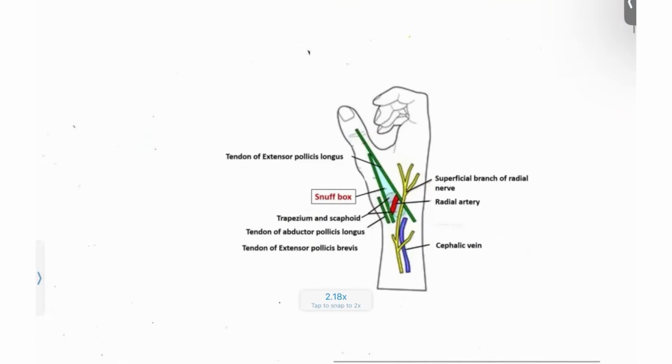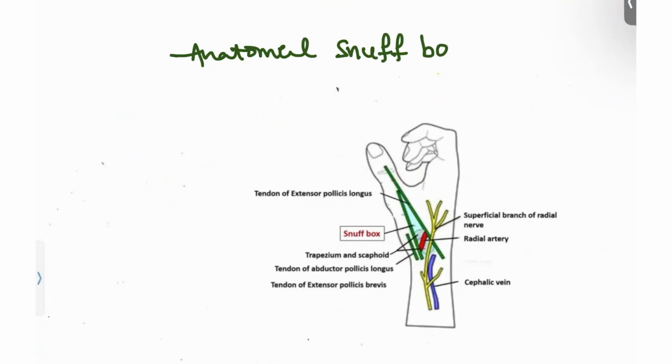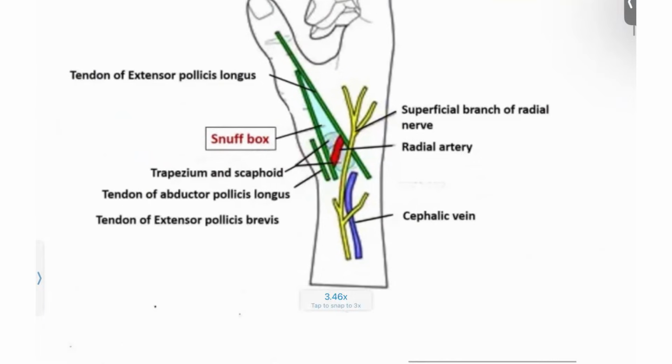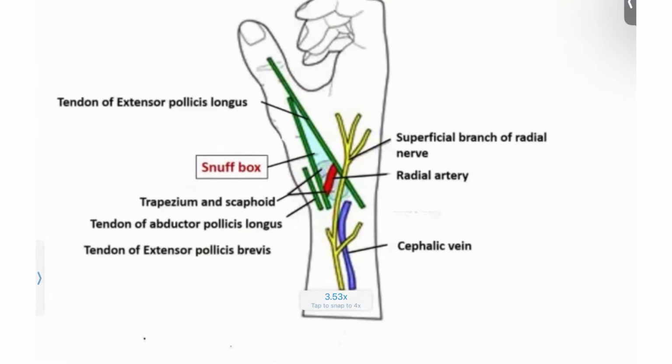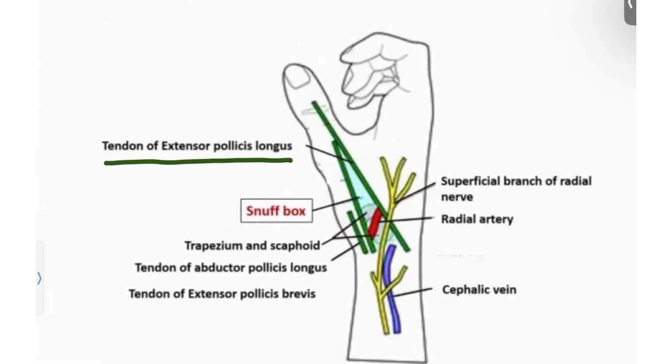Next, moving on to the anatomical snuffbox. This is your anatomical snuffbox, and what are the structures present in it, guys? First, let's see the borders. The main border on the anterior side is the tendon of extensor pollicis longus. This structure is the main border of the anatomical snuffbox, the tendon of extensor pollicis longus.